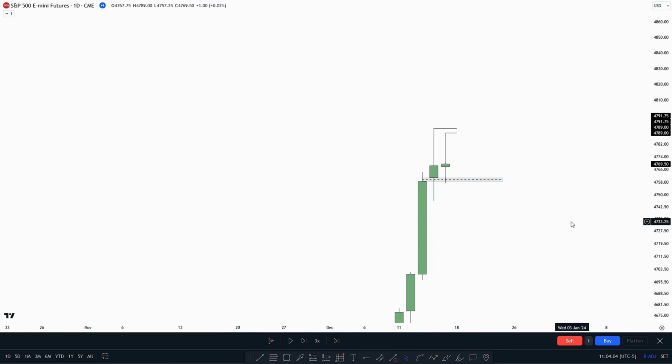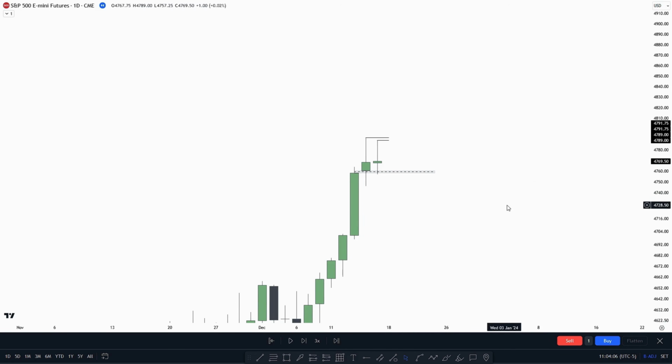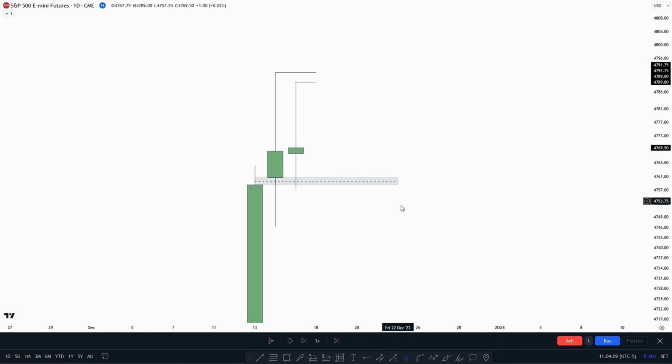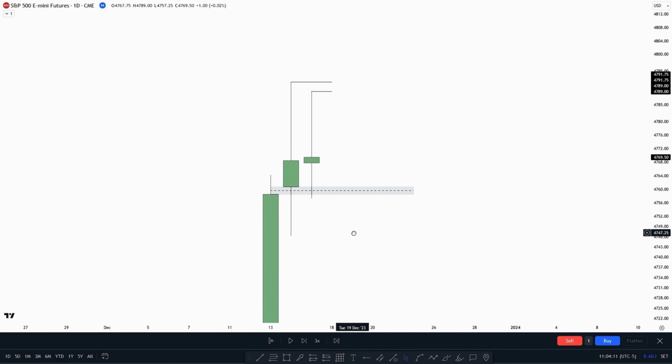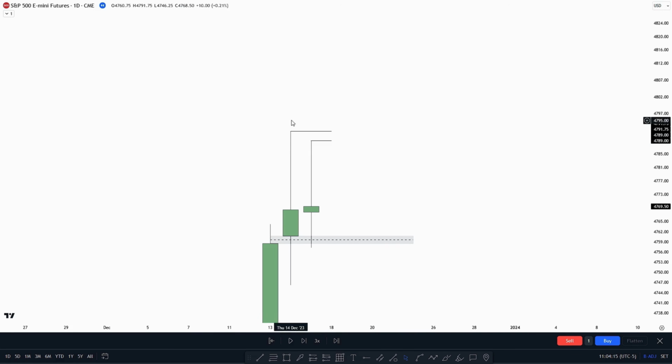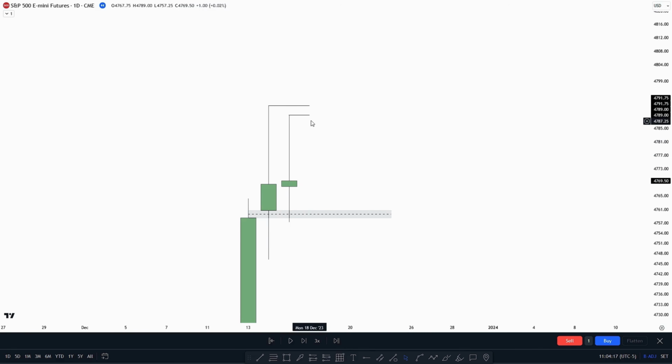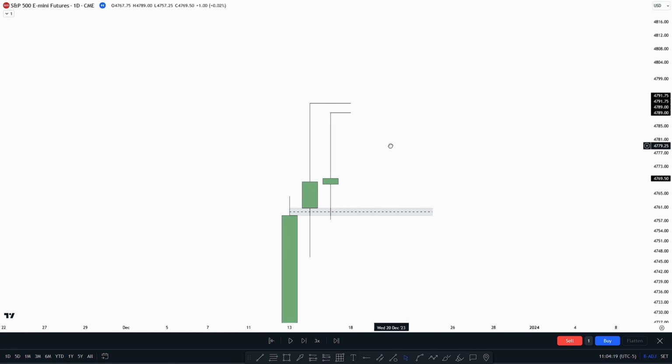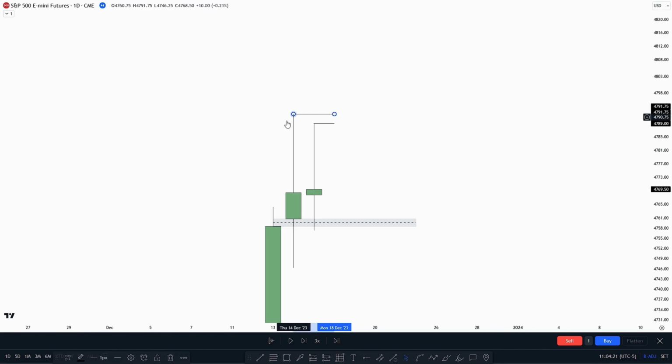We see that price has been mostly bullish, and we also touched a volume imbalance. So in that case, I would anticipate previous day's high to be taken out and also the day before that. So we see we have two clean highs up here. So now the draw on liquidity would be up here.